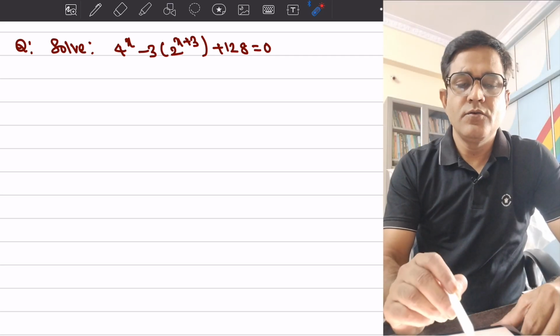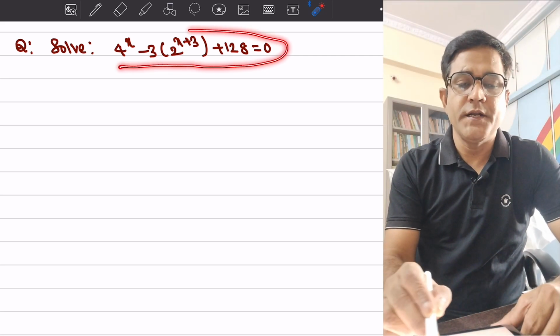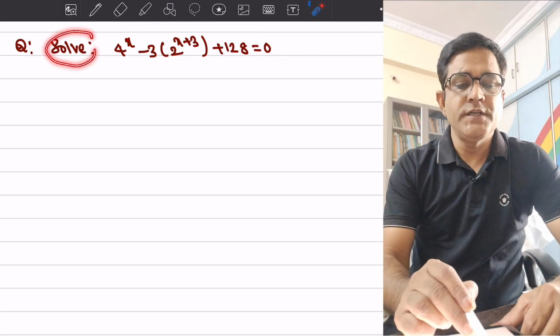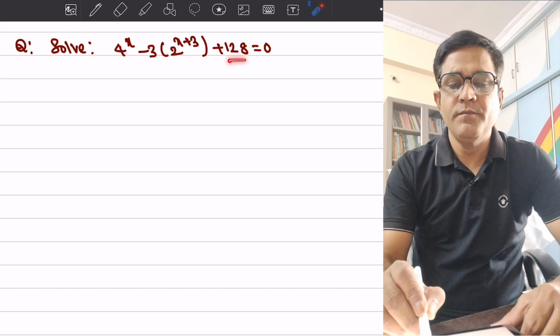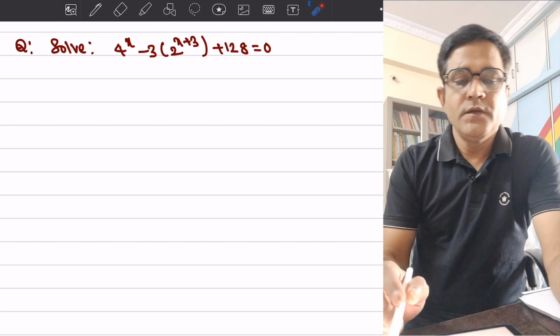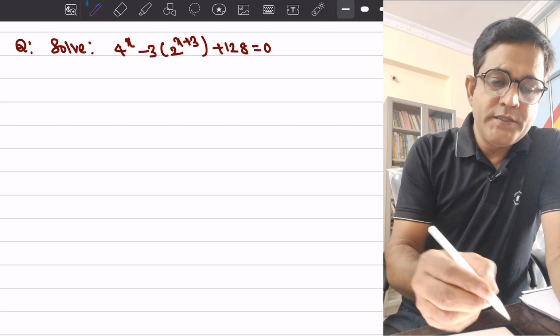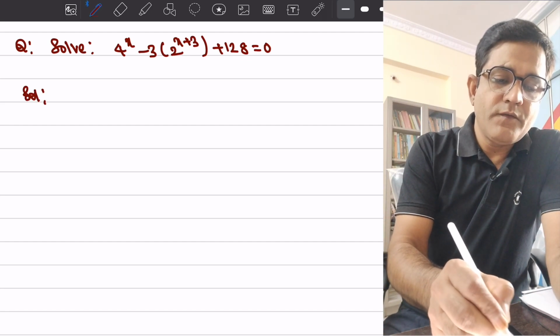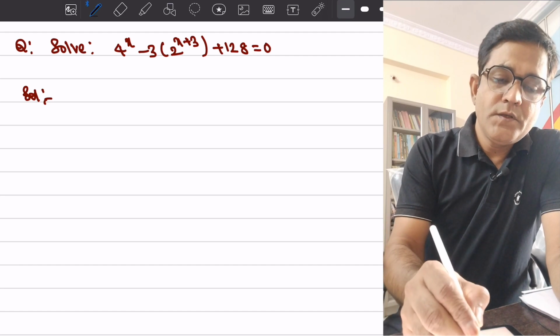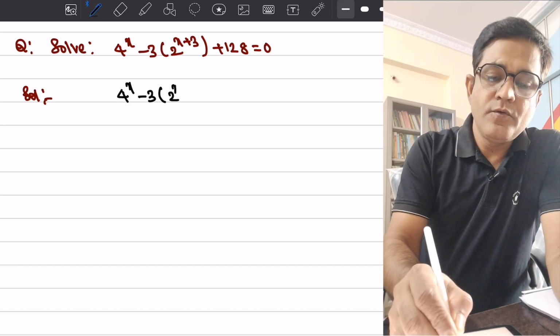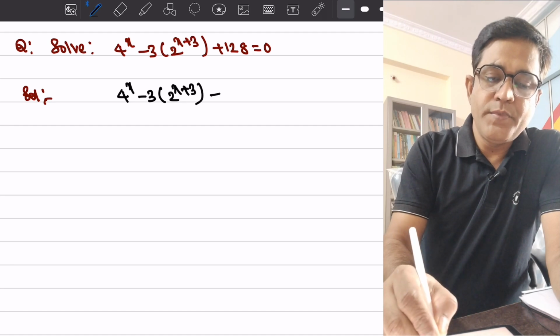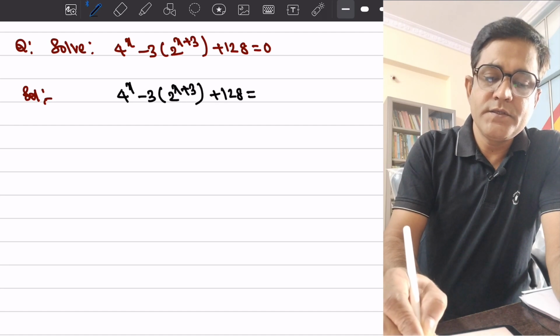Dear students, today we will solve one problem from quadratic equations. The question is: solve 4^x − 3·2^(x+3) + 128 = 0. To solve this question, the given equation is 4^x − 3 times 2^(x+3) + 128 equal to 0.